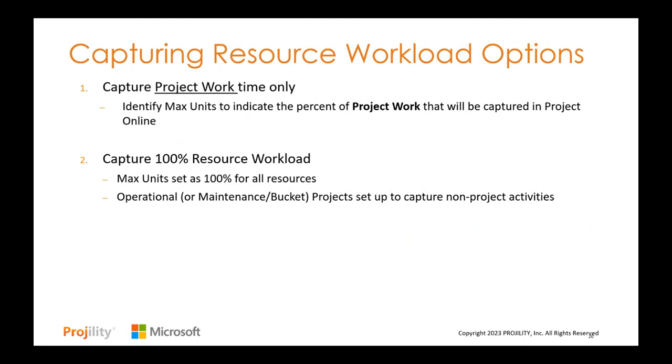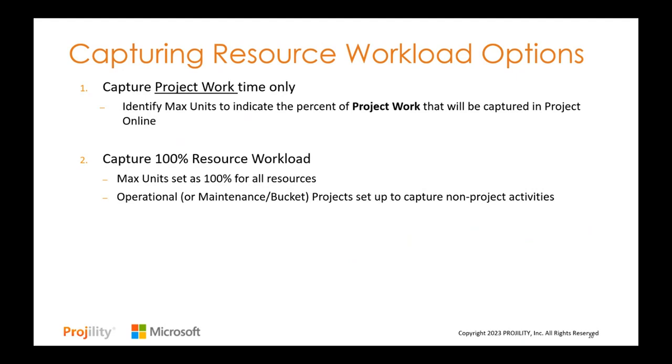So far, we've been focusing on capturing only project work. For example, with Kelly, she's a 50% person. So we are saying we're only capturing 50% of her time at Project Online. So the method to do that is what we've been talking about so far: identify the max units to indicate the percent of project work that we're going to capture for her.